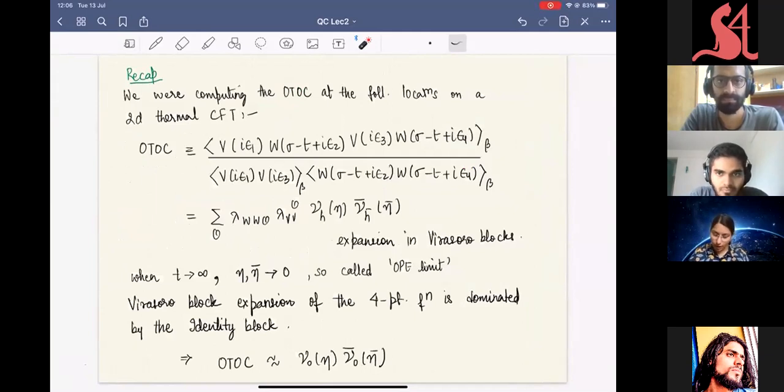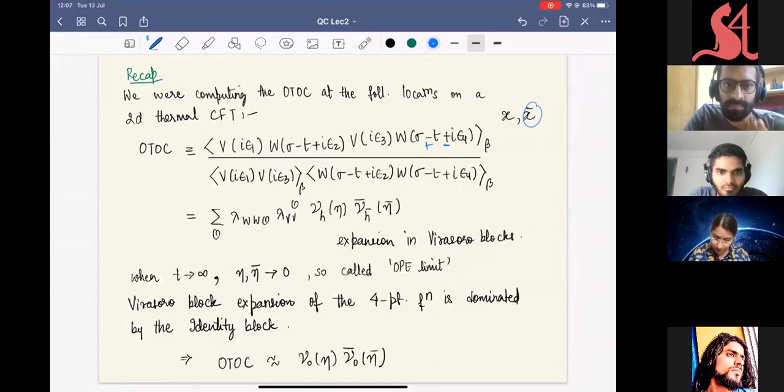We were computing the out-of-time ordered correlator at the following locations on the thermal 2D CFT. These are the operator locations. I've just written the x component, so just the x coordinate. And similarly, there will be the x bar coordinate, which will just have minuses here. So that's the x bar.